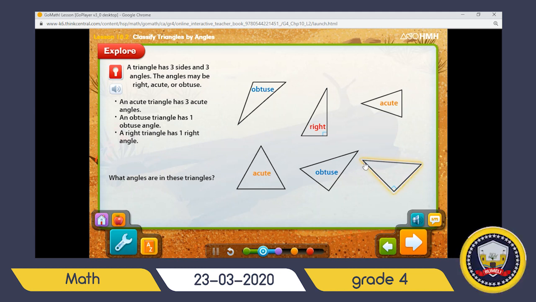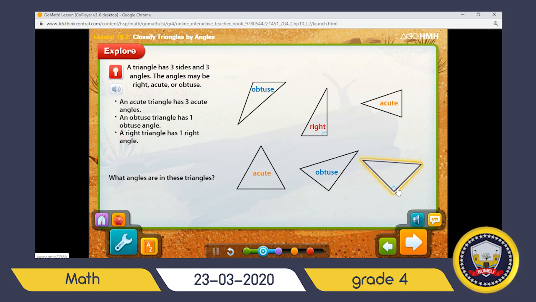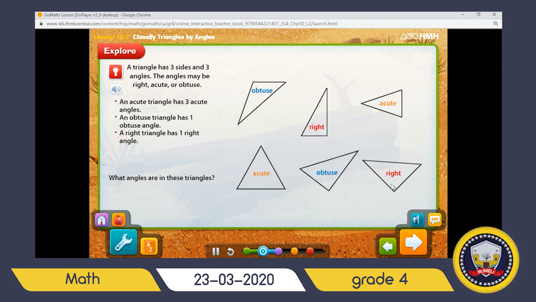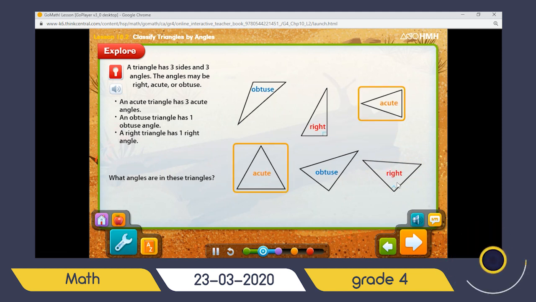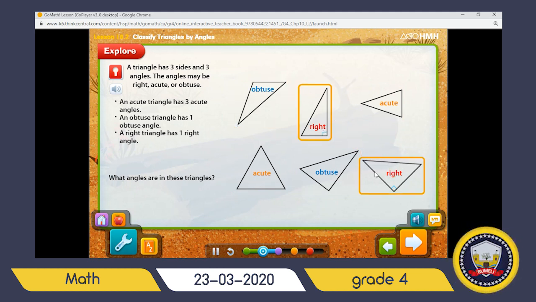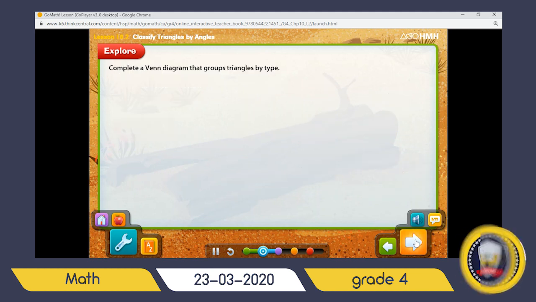The other one has only one right angle. Even if one of them is a right angle, one of them is enough. So if one of them is a right angle, we will say it is a right triangle. Acute angles, we will say acute triangles, obtuse angles, obtuse triangles, and right angles, right triangles. So remember this. Let's check the others.